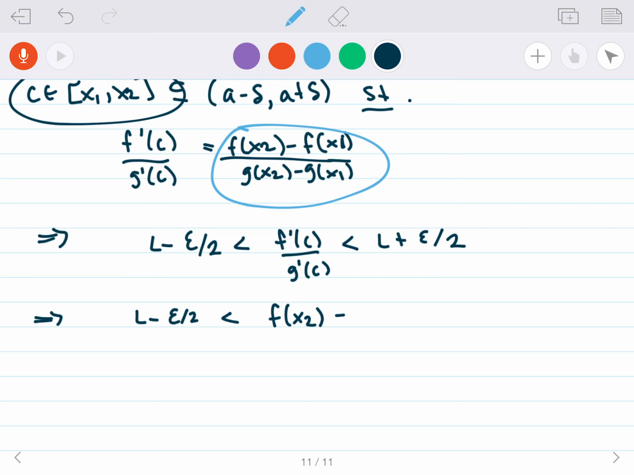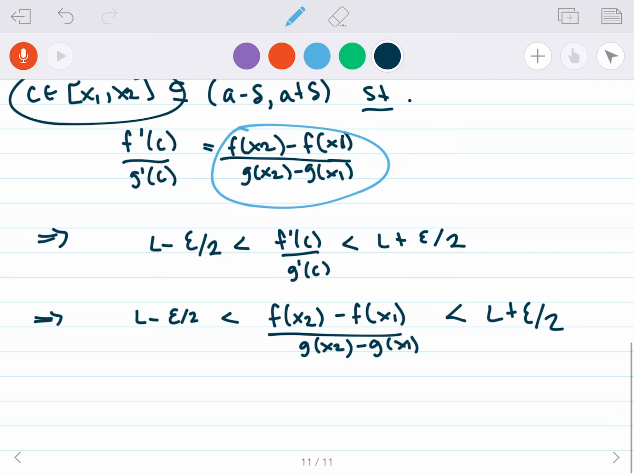f of x2 minus f of x1 over g of x2 minus g of x1 is less than L plus epsilon over 2. Okay, and here's why we use the epsilon over 2. Ready? Drum roll, please. So now, what does this look like? It should look very familiar, like a derivative, right?